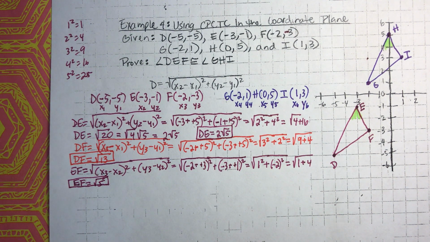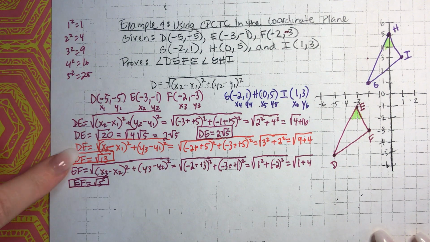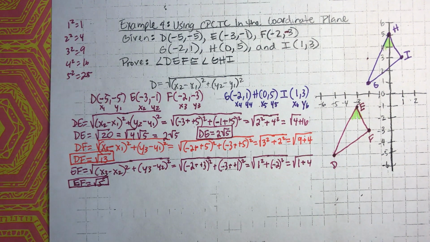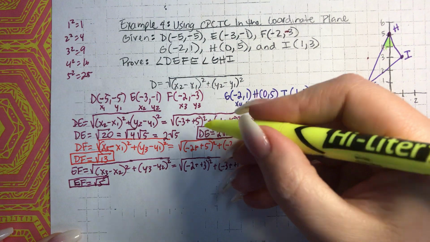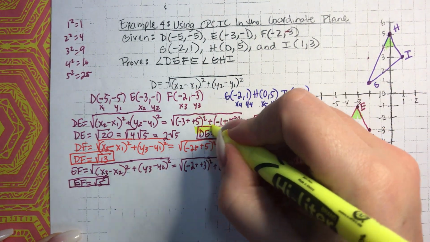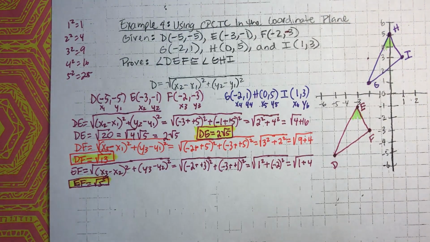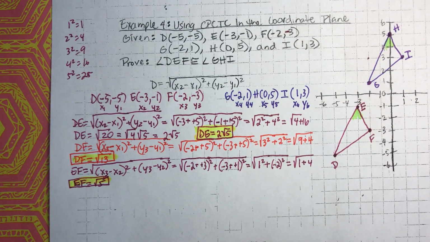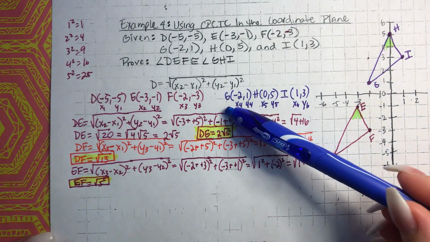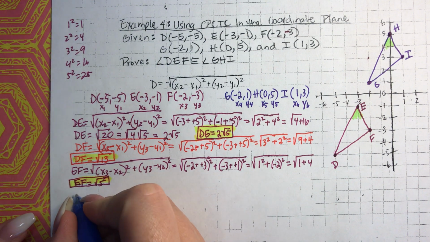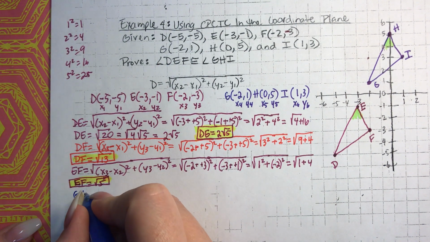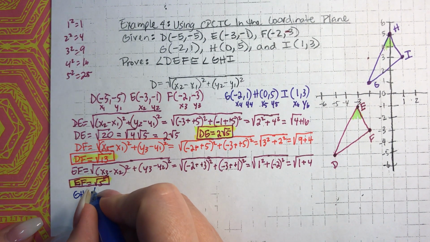Okay, perfect. Now, we have all of the sides for the first triangle right here, right? Now we just need to do the 3 sides for the blue triangle. It doesn't matter which one we start with. Let's just start with GH. So GH is going to be, got to do the distance.